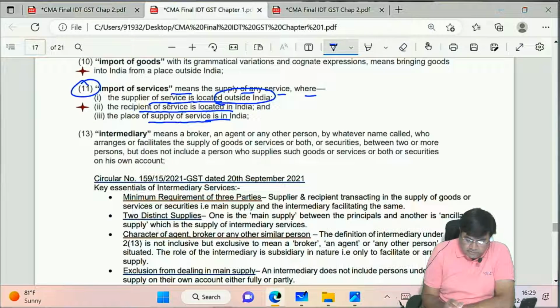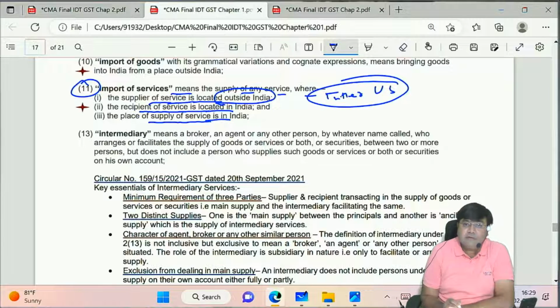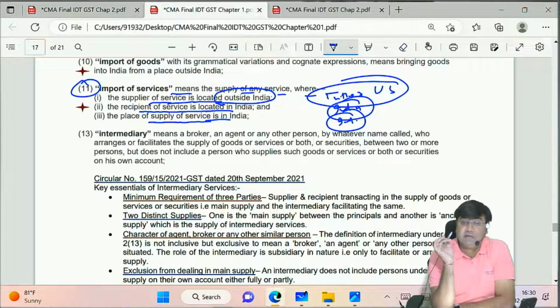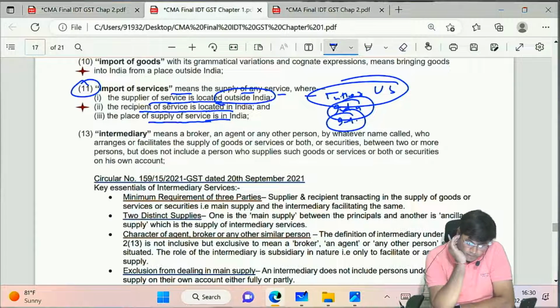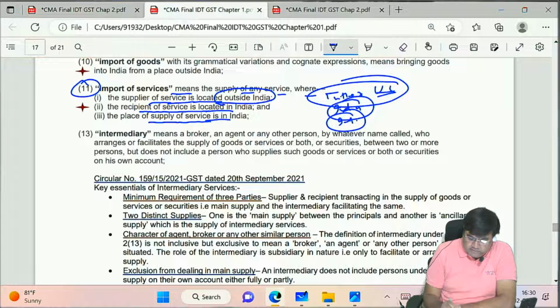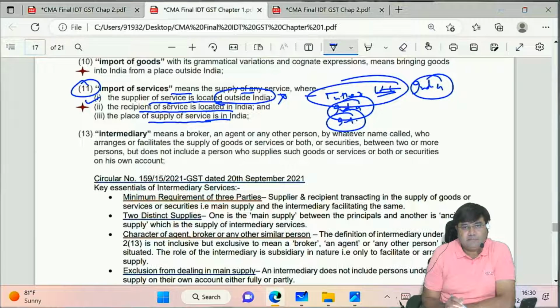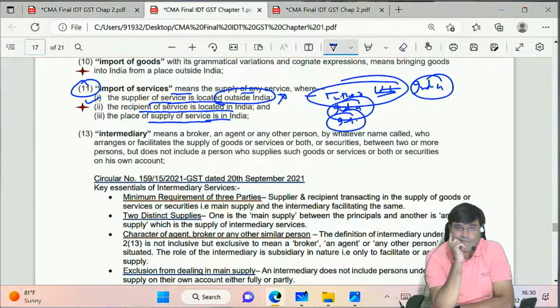So when I take the example of Twitter US, then of course the supplier is outside India. You are in India and the place of supply, you are utilizing the services here, so India. So all these three conditions are satisfied and import of service is there. But let's say rather than Twitter US, there is a Twitter India which is going to provide service. Then the first condition is not satisfied. So it is not import of service. Okay, so we need to connect your question with the definition.